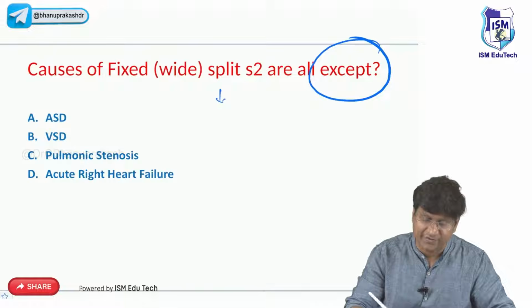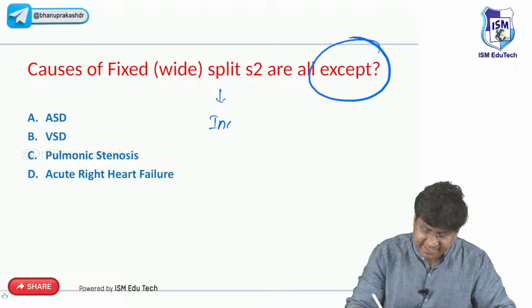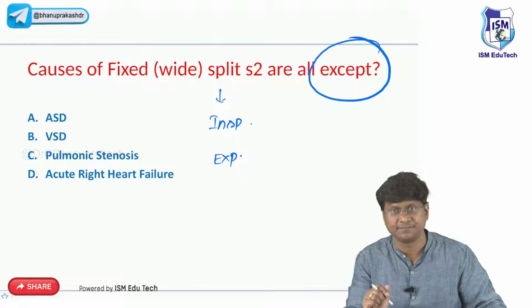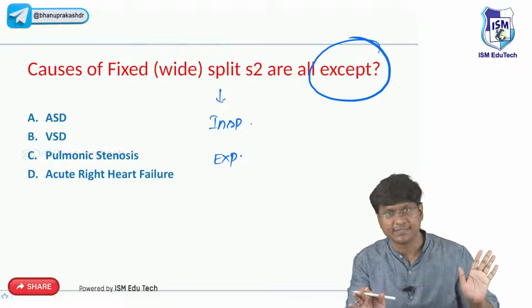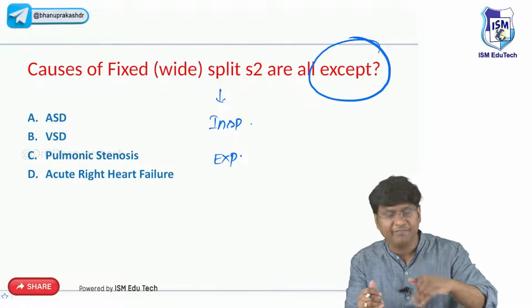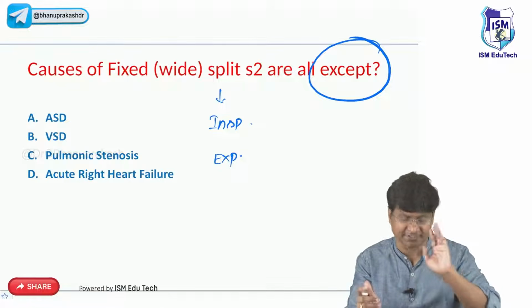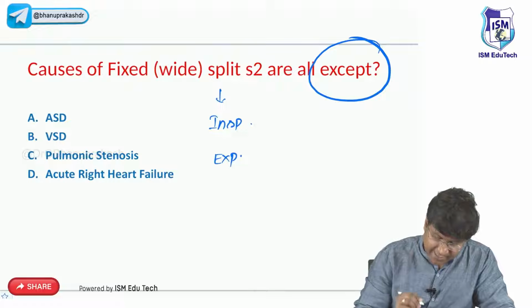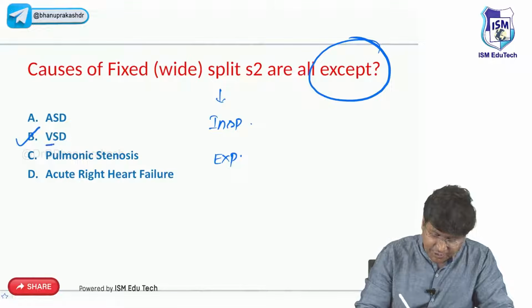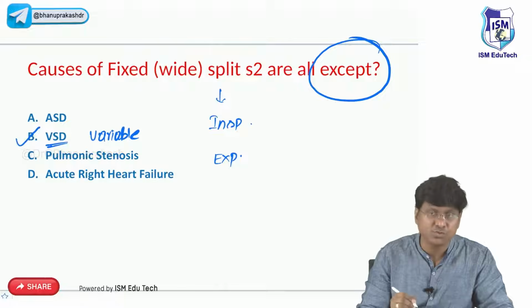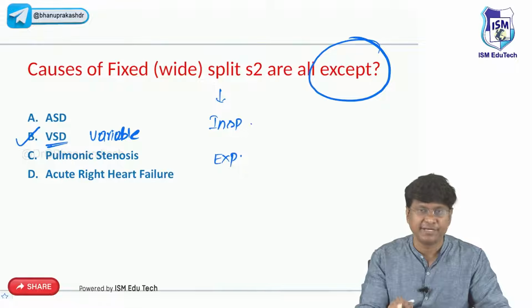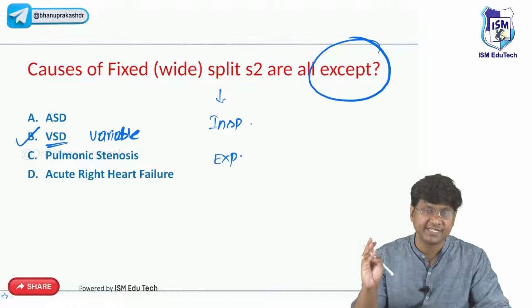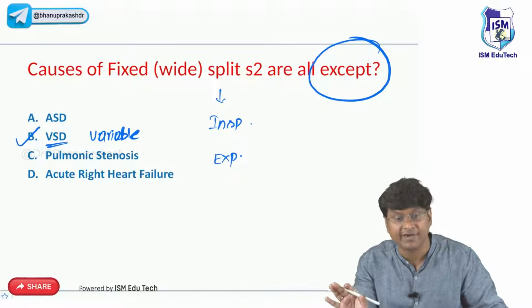What do you mean by wide fixed split? That means the split will be there during inspiration and the split will be there even during expiration. That is called wide fixed split. Okay. So the wide fixed split is seen in all these conditions except the options you can go through. And remember, in VSD, you will have wide variable split. That means during inspiration, you will have split, and during expiration, the split disappears. Whereas in ASD, pulmonary stenosis and acute right heart failure, you will have the wide fixed split.